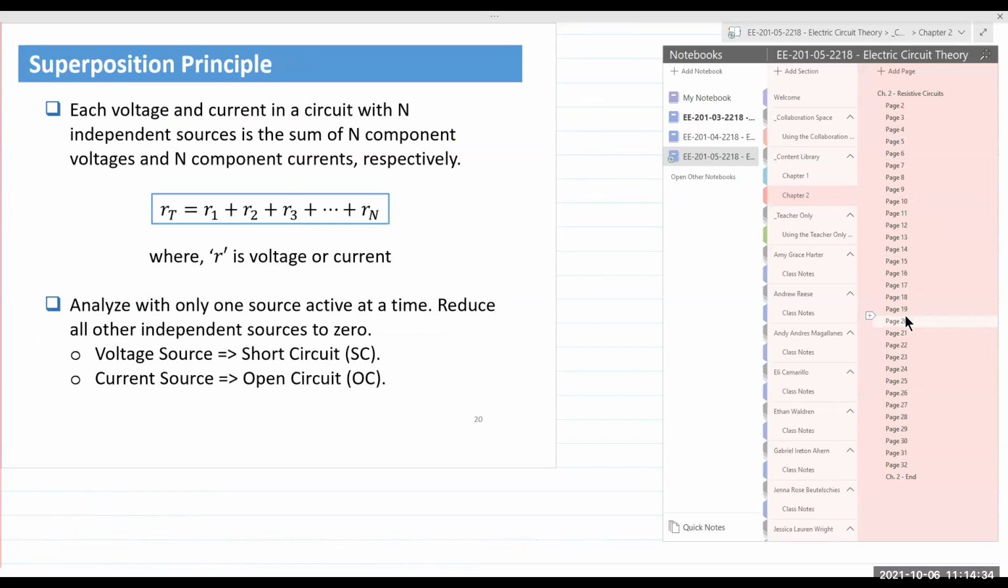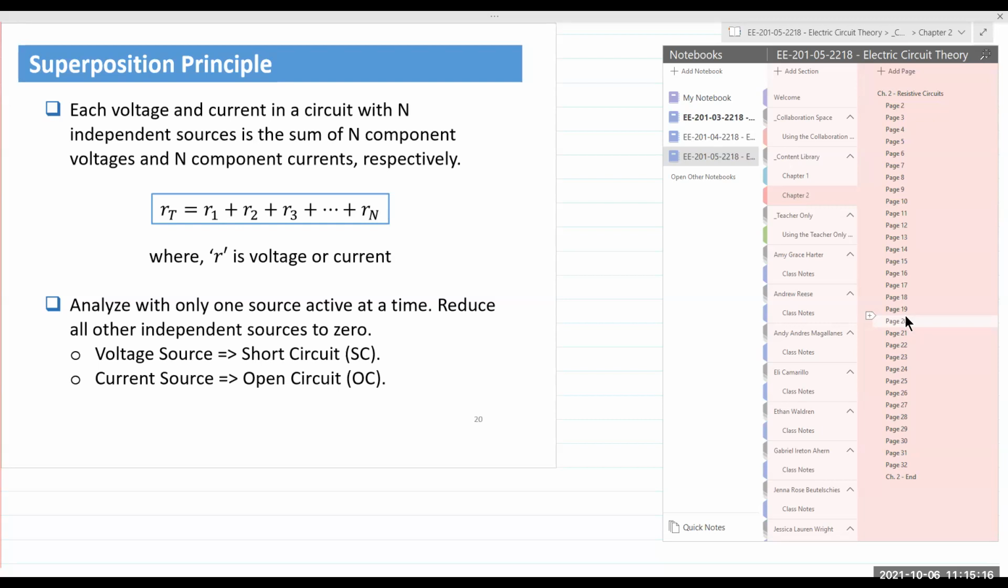If you have a circuit with n number of sources, doesn't matter what combination of voltage and current sources, then the voltage or current appearing at any point in that circuit is a result of all those n sources working together. And so when you perform your analysis, you can say that the total response at any given point in the circuit is a sum of all the component voltages and the component currents. I'll explain further.